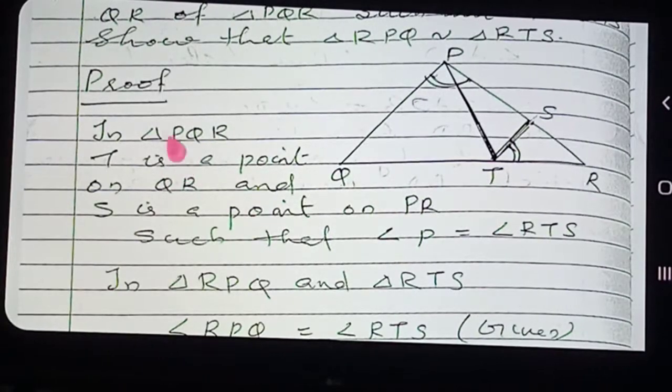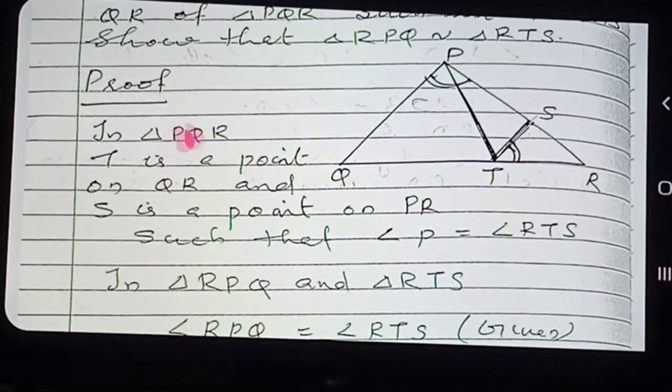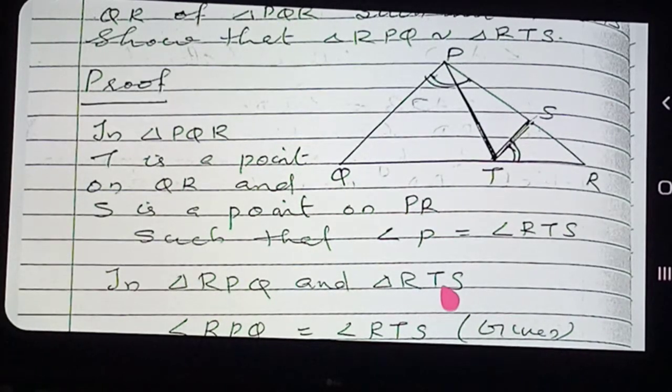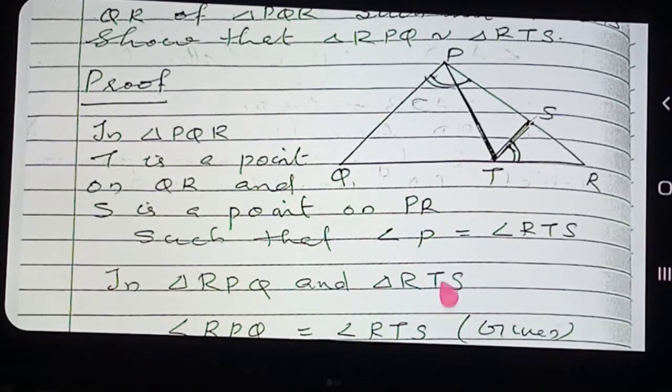So here, listen, the points which are given in the question I have written here. In triangle PQR, T is a point on QR and S is a point on PR, such that angle P is equal to angle RTS. So that is already given. Simply what is given, I have written. Now you take the triangles which you want to prove, triangle RPQ and triangle RTS.